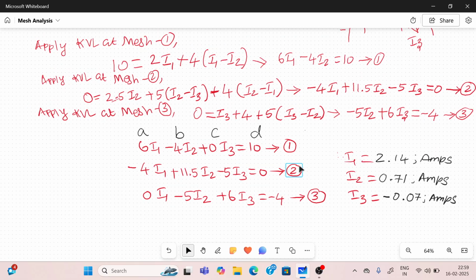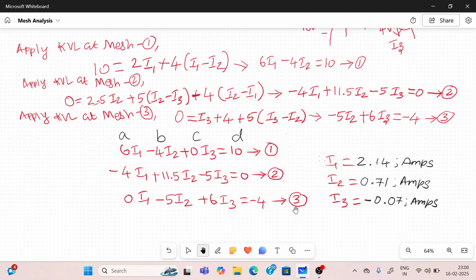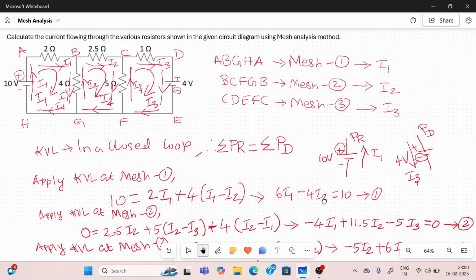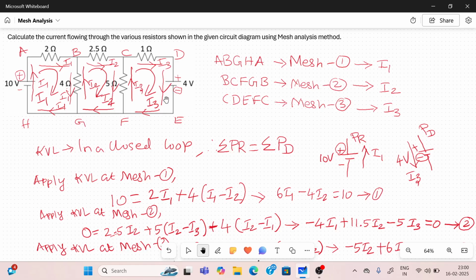As per our circuit diagram, we assumed I3 in this direction, but we are getting a negative answer, so the actual current will flow the other way, in the anti-clockwise direction for I3. The other two currents are correct in the directions we assumed. Now what is the question? Calculate the current flowing through the various resistors. Now we are going to find the current flowing through the various resistors. So the current flowing through the 2 ohm resistor, right? The current flowing through this 2 ohm resistor.